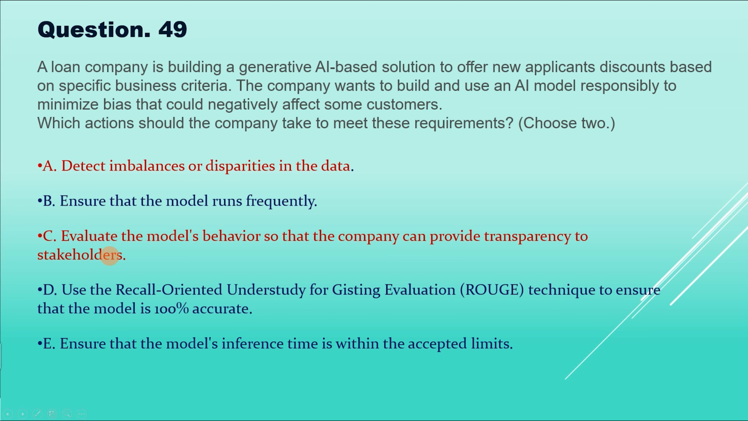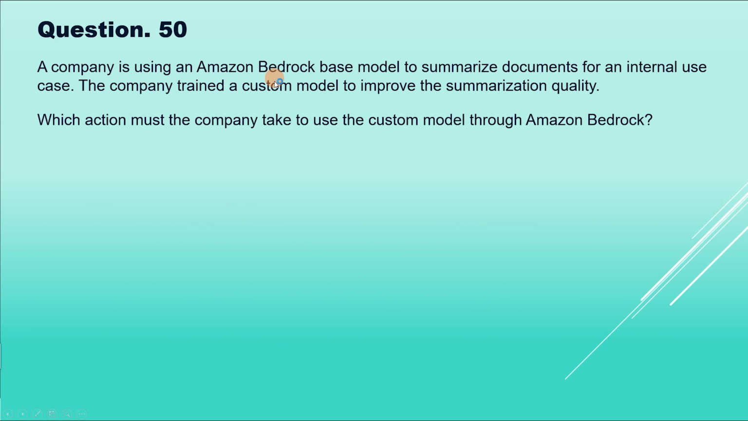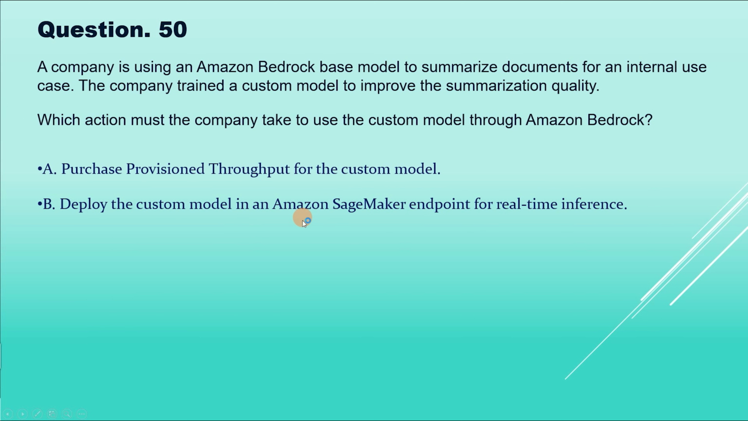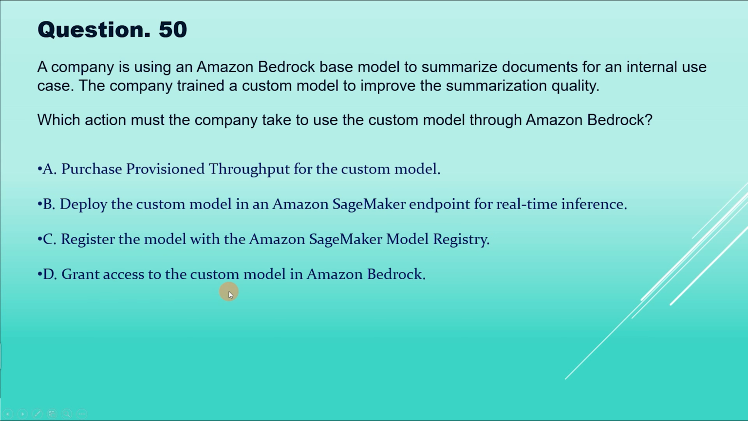Now question number 50. A company is using an Amazon Bedrock base model to summarize documents for an internal use case. The company trained a custom model to improve the summarization quality. Which action must the company take to use the custom model through Amazon Bedrock? Option A, purchase provisioned throughput for the custom model. Option B, deploy the custom model in an Amazon SageMaker endpoint for real-time inference. Option C, register the model with Amazon SageMaker model registry. Option D, grant access to the custom model in Amazon Bedrock. Take your time to guess the answer.